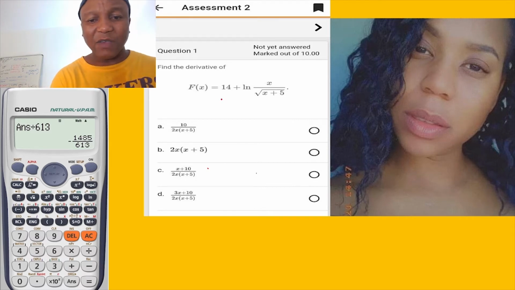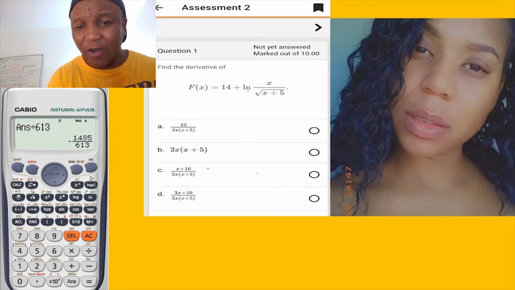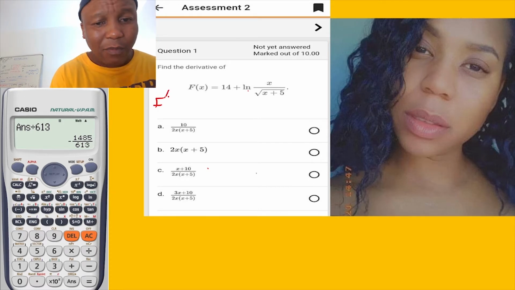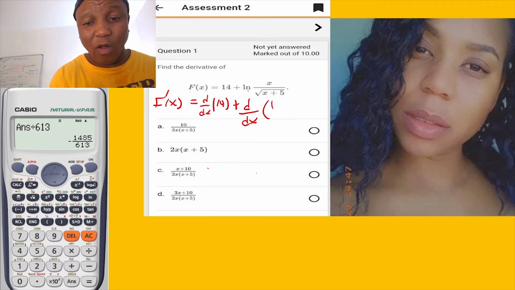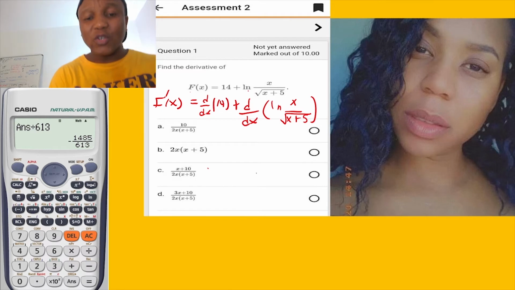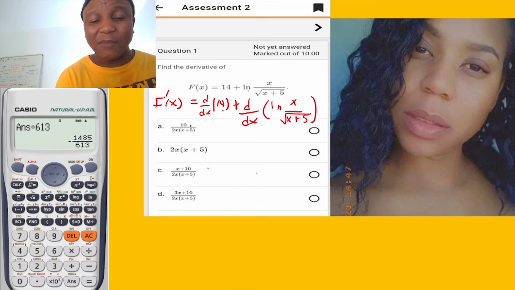Now if somebody gives you this question and says solve, the reason I showed you that is because there is an ln here. So I take the derivative: the derivative of the first term, which is 14, and then the derivative of the second term, which is ln of x over x plus 5. The 14 is a constant term, and when you differentiate a constant you get 0. So f prime equals 0 plus.